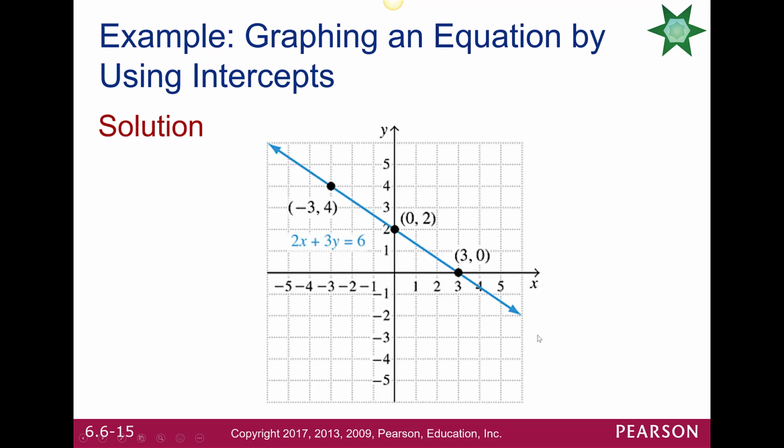So here's my two intercepts, (3, 0) and (0, 2). I would plot those 2 points and draw the straight line connecting them. And then I also check to make sure my checkpoint falls on that line, and indeed it does. The point (-3, 4) is on that line.